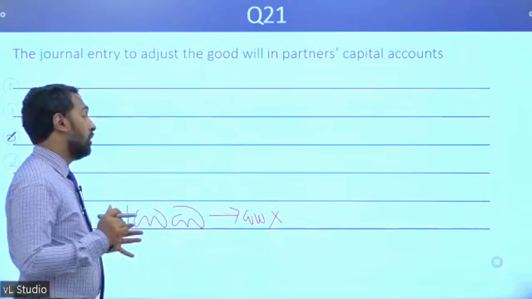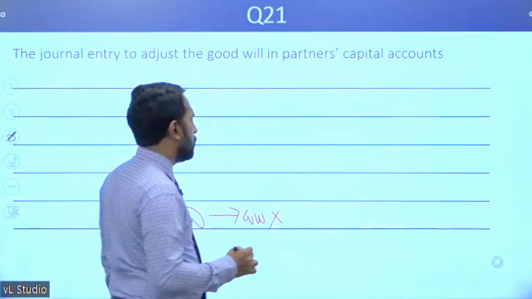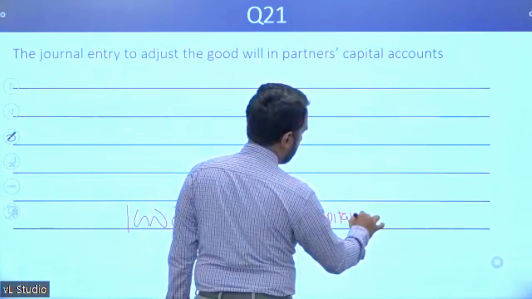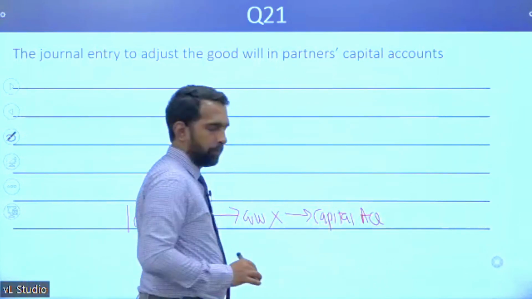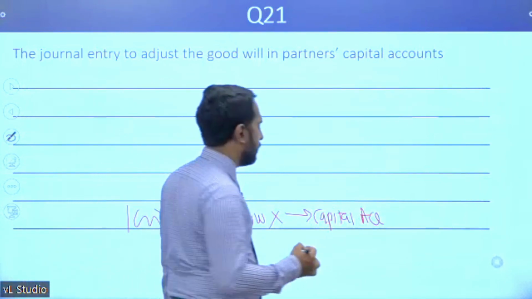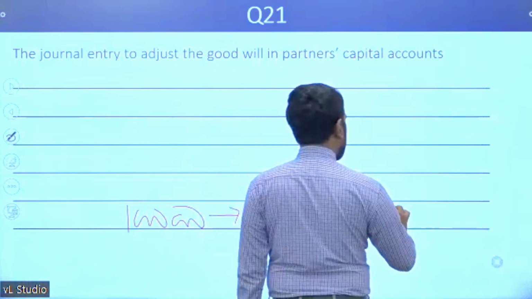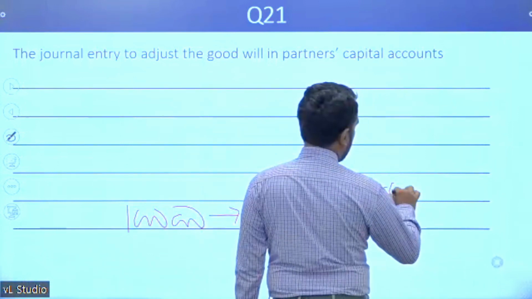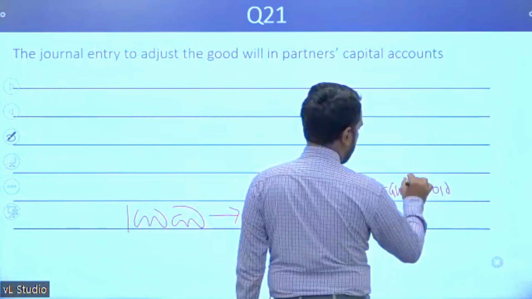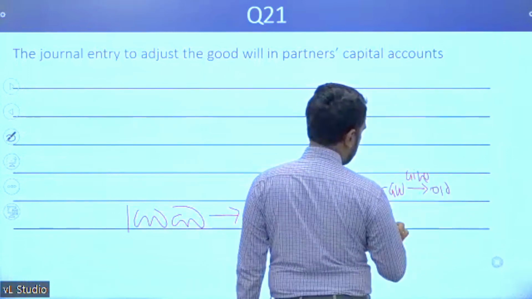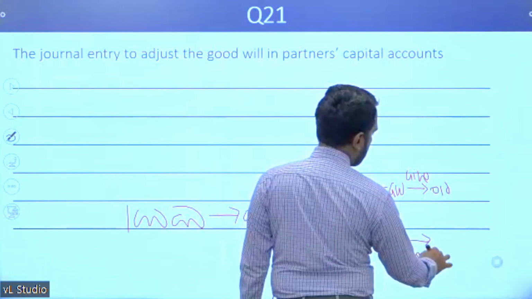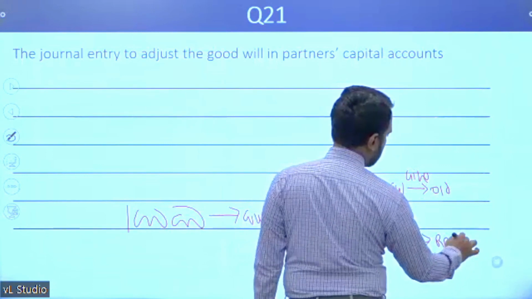So, then you need to account for this using the capital accounts. What we are going to do here is give this goodwill to the old partners, and we are going to cover it up by charging it from the remaining partners.